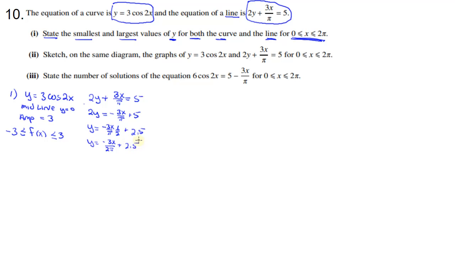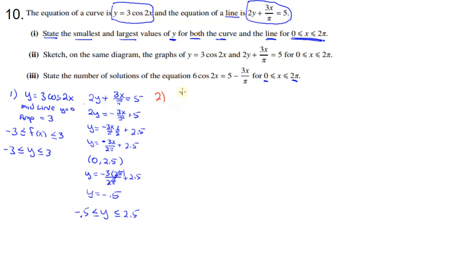And now all I've got to do is, well, see this, when I put a 0 in here, which is the lowest x I can use, y's got to be 2.5. Alright, that's easy enough. And then I can replace the x with a 2 pi, which is the highest x that I can put in there. And that's going to give me 3 times 2 pi over 2 pi, plus 2.5. Obviously the pi's cancel, leaving me with y equals negative 0.5. So with the line, the smallest value is negative 0.5 and the biggest one is positive 2.5.